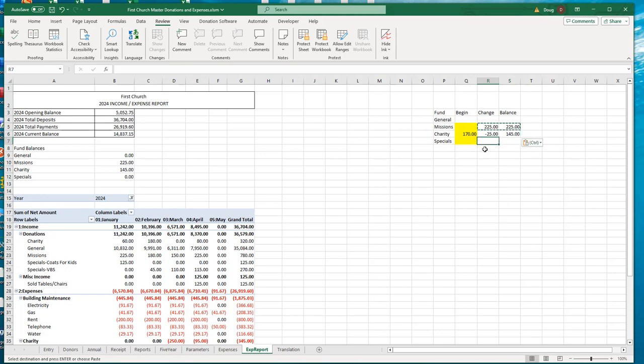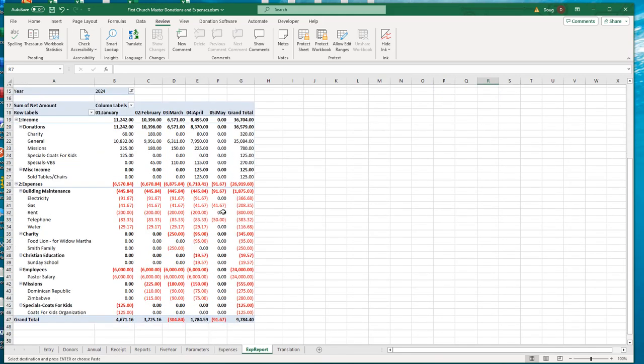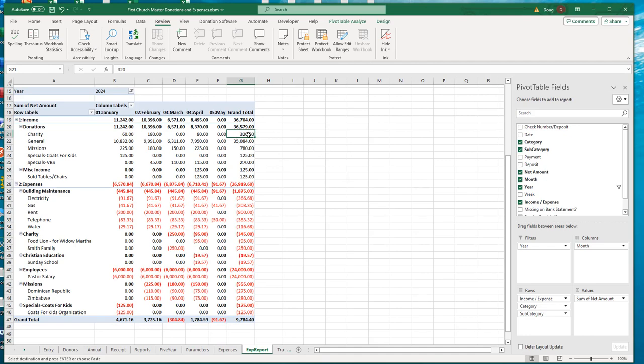Okay, so in charity we're showing that our change is actually a negative 25. So we spent $25 more than we had come in. Well, let's take a look at it. Charity. So for the year so far we had $320 come in. Look at our total charity sum that was done for Martha and the Smith family, but that total for the year is $345.